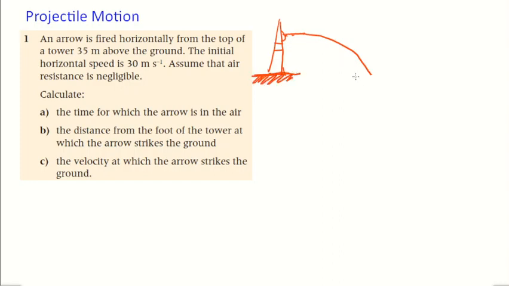So this is the ground here. There you go. So 35 meters above the ground, this distance here is 35. The initial horizontal speed, u, is 30 meters per second. So we're given the horizontal speed. What would be the initial vertical speed? Well, let's call this ux. What would be uy? That would be 0.